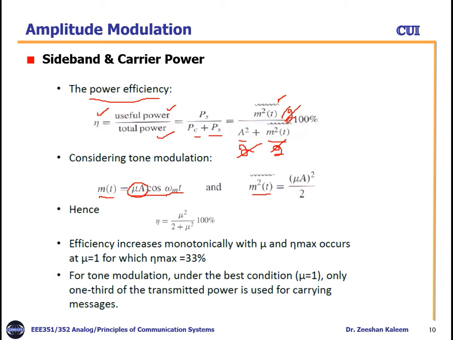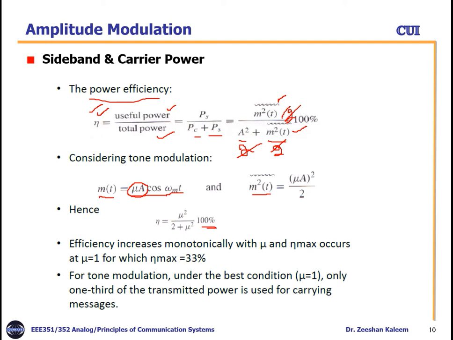So hence, using the power efficiency equation, let's put the values. So m square t is mu square A square over 2, right? And A square over 2 plus mu square A square over 2 here as well, right? It means put the value of m square t here, and here would be A square. So by solving it, we will get mu square over 2 plus mu square, because A would be cancelled out, right? You can solve and check it mathematically as well. Then multiply by 100% to calculate the efficiency.